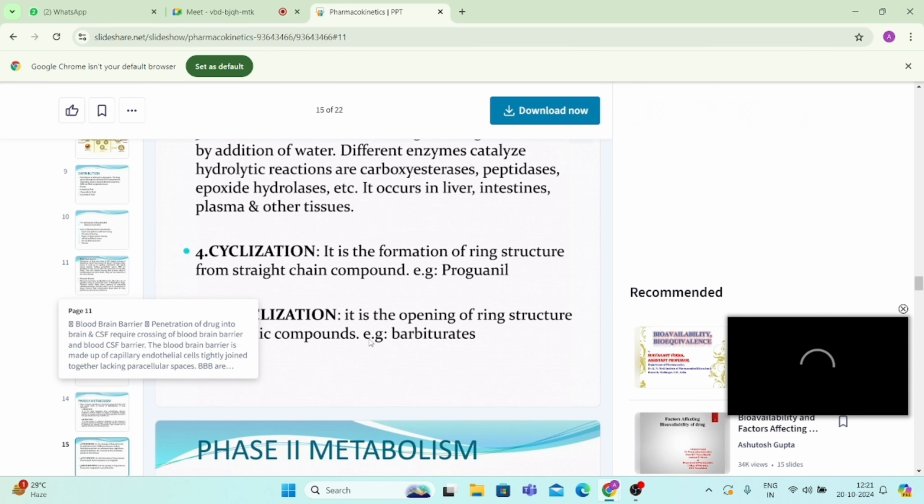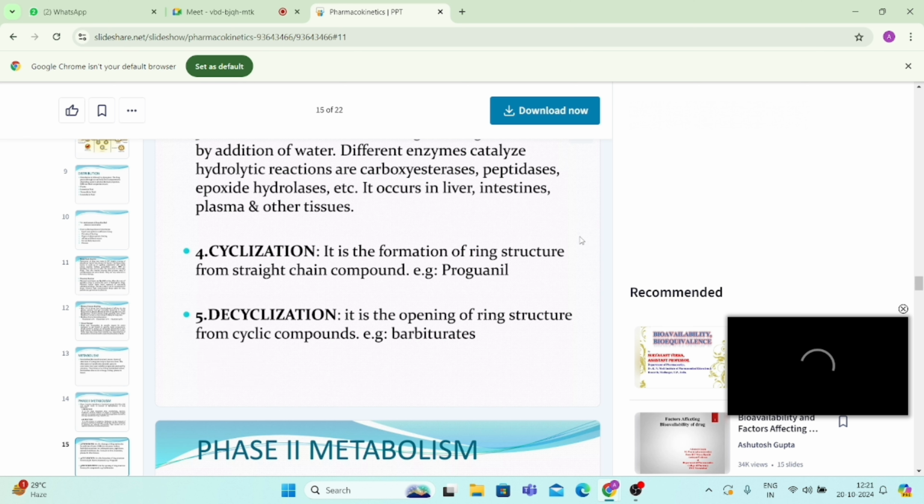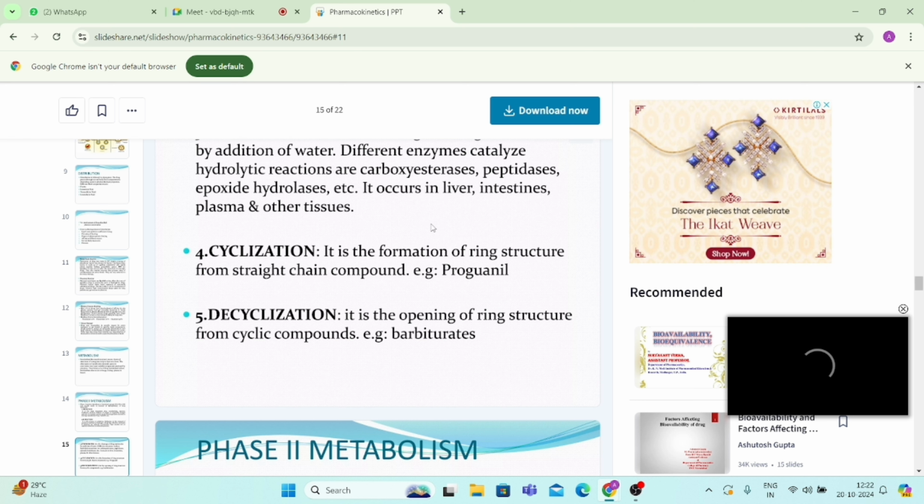Next we have cyclization reaction. Suppose a drug has a straight linear structure, not a ring structure like benzene. In cyclization you make it into a ring structure so that its activity can be reduced. An example of a drug which undergoes cyclization is proguanil. Next we have decyclization. Decyclization means you make a ring structure into a linear structure.